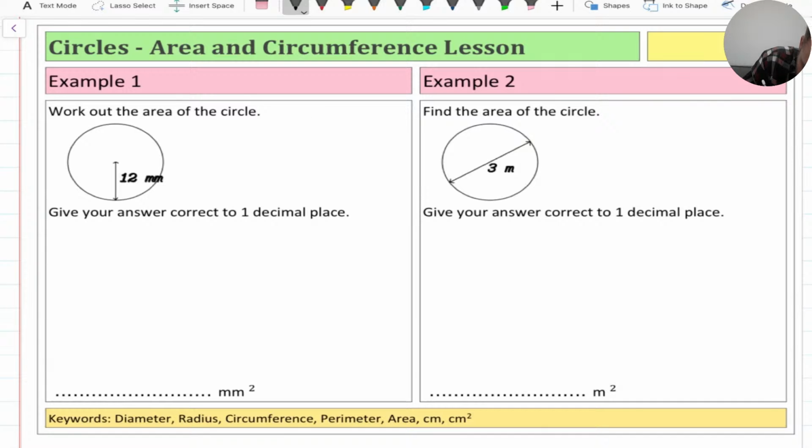So in this one here, my radius is 12 millimeters. And my diameter in this would be equal to 24. Now I know that we don't need that, but it's a good habit to get into. We know that the formula for the area of a circle is pi r squared. And we know that the radius is 12, so this is pi times by 12 squared.